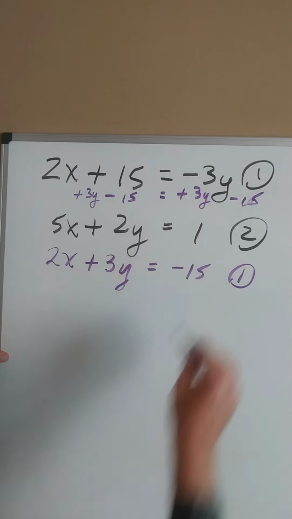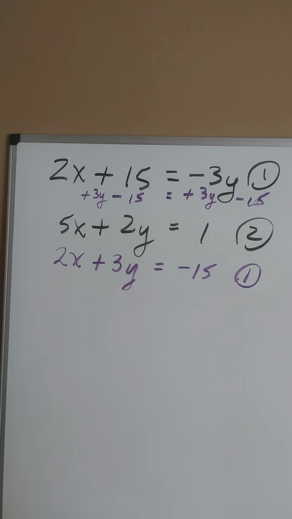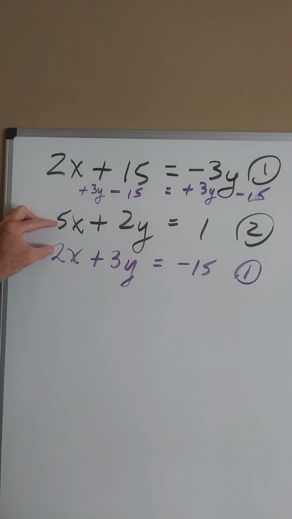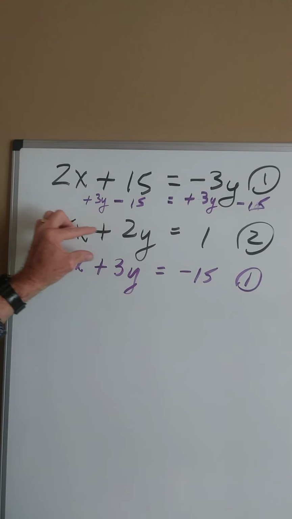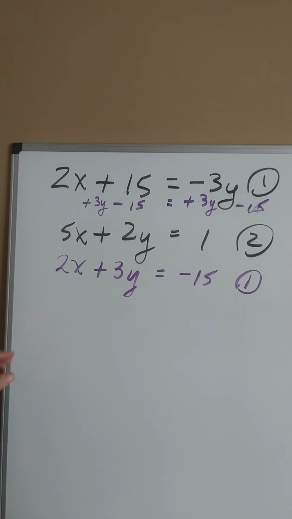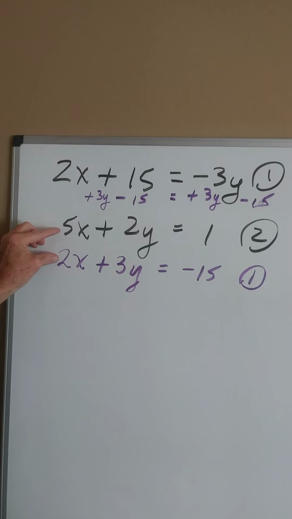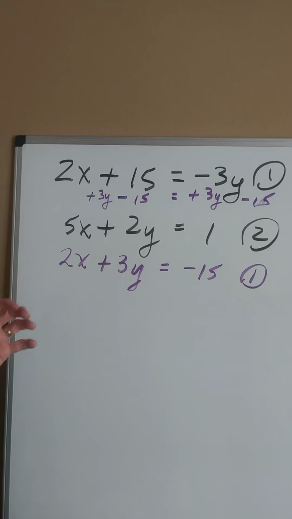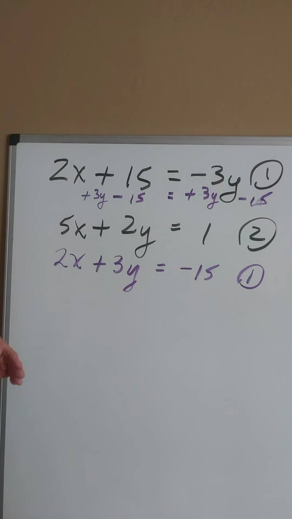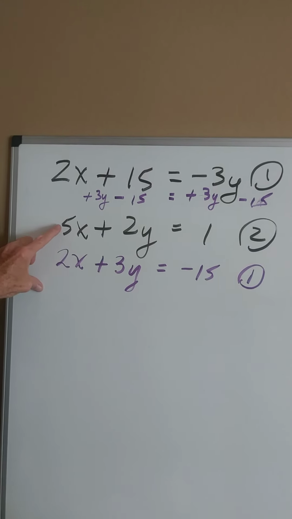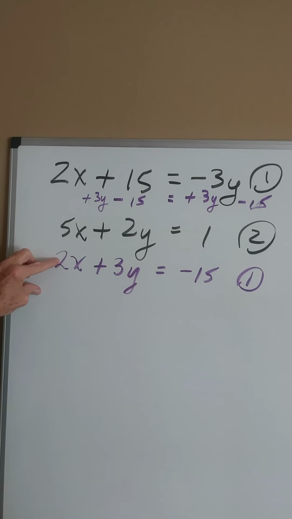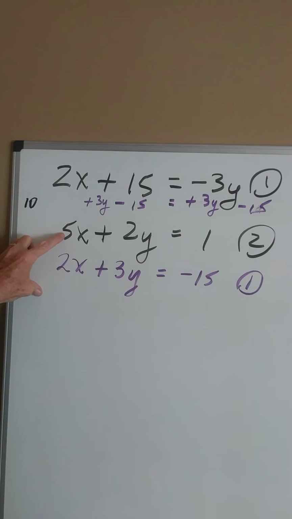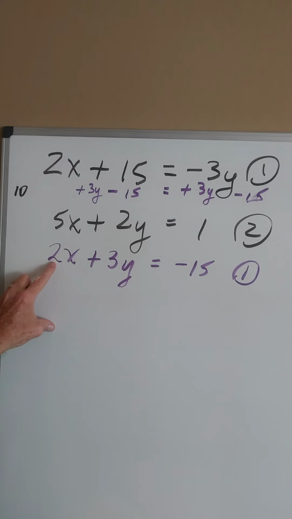I'll go ahead and stay with number 1. Now look at the coefficients of x. They're not opposites. The coefficients of y, they're not opposites. Let's go back to the x's and find the LCD so that we'll know what number we have to use to get opposites. The LCD between 5 and 2 is 10. Neither one is 10.